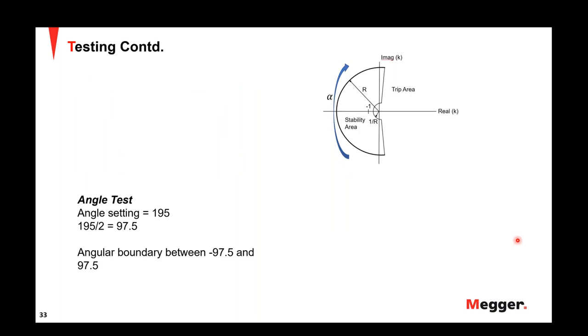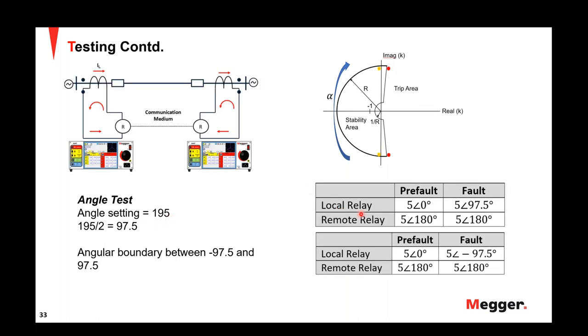Next, you would need to perform an angle test to validate the alpha setting. We know that the angle setting was 195. So if you divide this, the whole alpha boundary is between -97.5 and +97.5. That is the boundary of your alpha angle. You would have to perform two tests to validate the alpha angle. The first test would go in one direction with 5 angle 0 and 5 angle 180 on local and remote for the pre-fault.